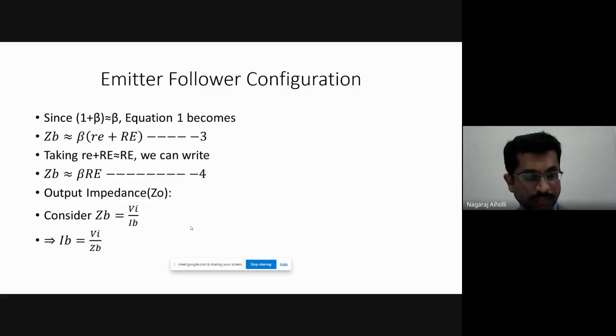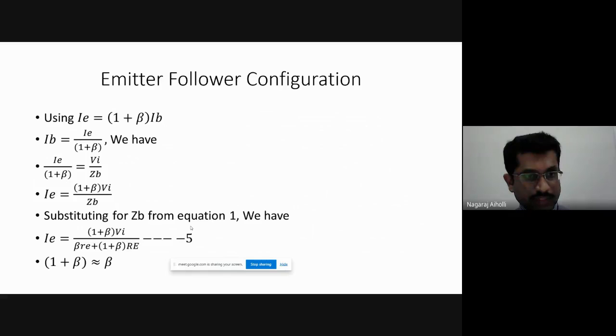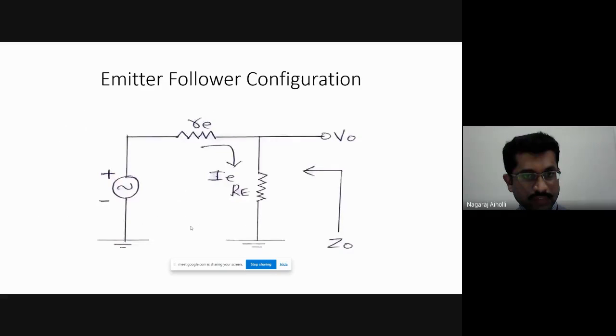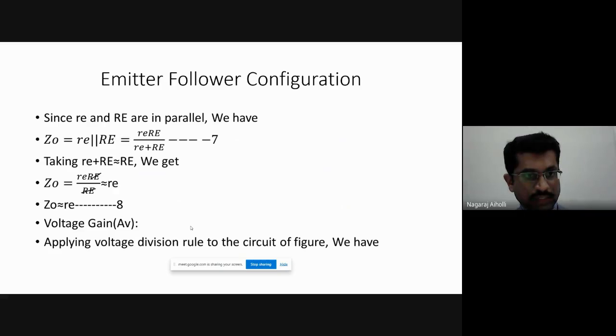ZB is main equation beta into small r plus capital Re. Output impedance Z0 is given by Z0 is equal to, what is the equation for Z0? It is small re parallel capital Re, or it is approximately equal to small re.